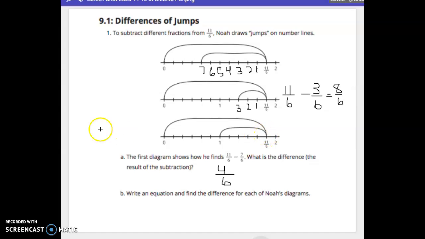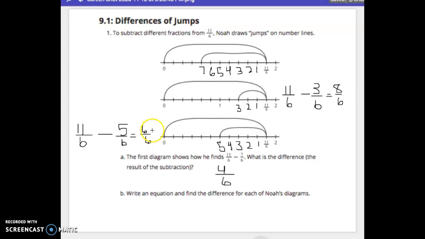Now, if we look at this one, I'm going to write on the side. We started all the way over at 11.6, and we went back 1, 2, 3, 4, 5 spots. So we minused 5.6. If we go, we got 1.6, 2.6, 3.6, 4.6, 5.6. Our answer would be 6.6.